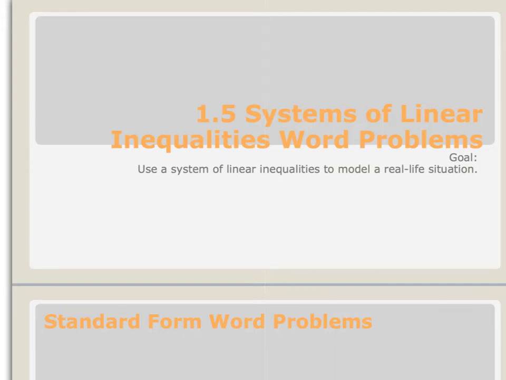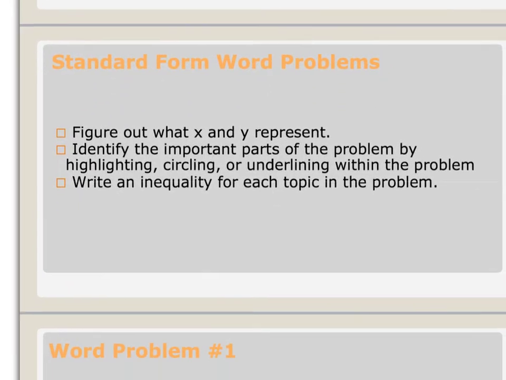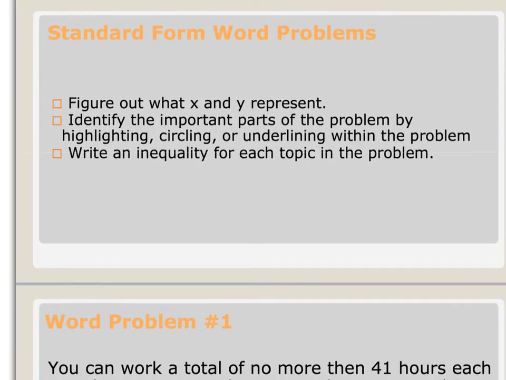Today we're going to look at systems of inequality word problems. First thing we need to know is always find the unknowns and figure out what x and y represent. And we are going to have to stick with x and y with these because the way you solve a system is by graphing them. So discover your unknowns and pick which one you want to be x and which one you want to be y.